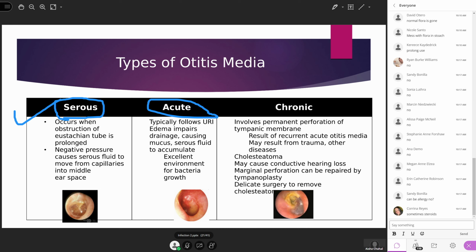So in acute otitis media, what happens? Oh, here I wrote it. Typically follows URI. URI is upper respiratory infection. If any of the short forms when you are reading your PowerPoint is not making sense, just reach out to me. Sometimes I don't put the full form there, but by this point you should all know what URI is. It's upper respiratory infection.